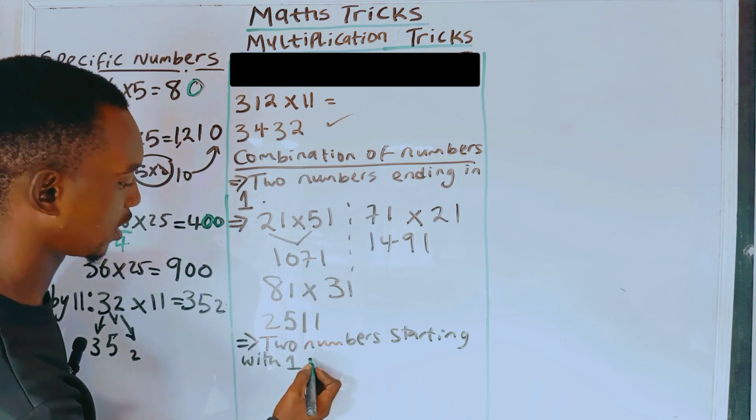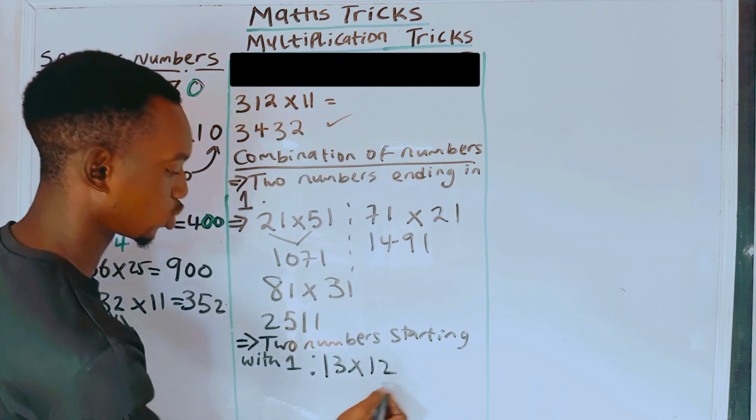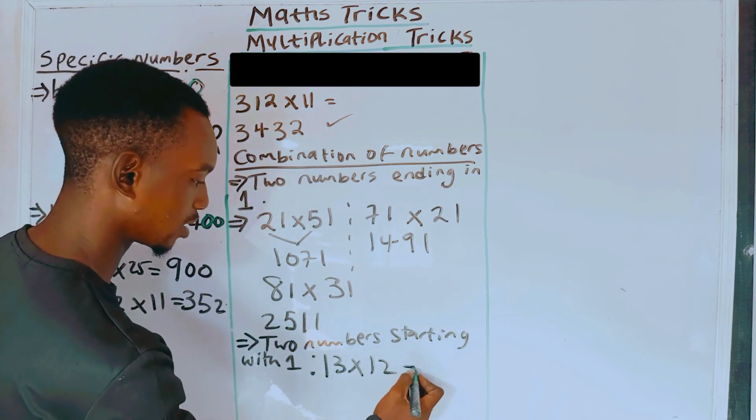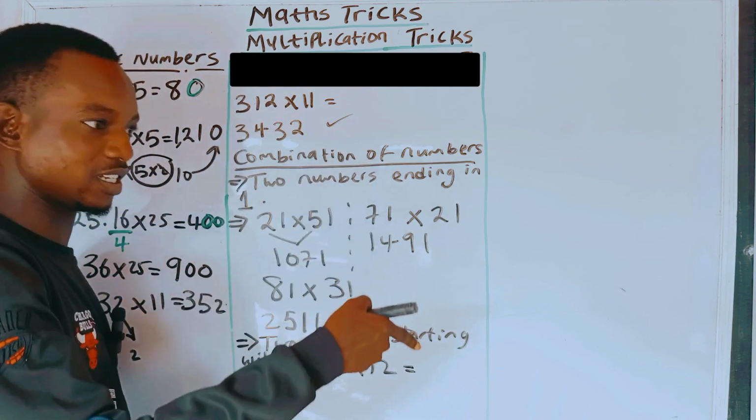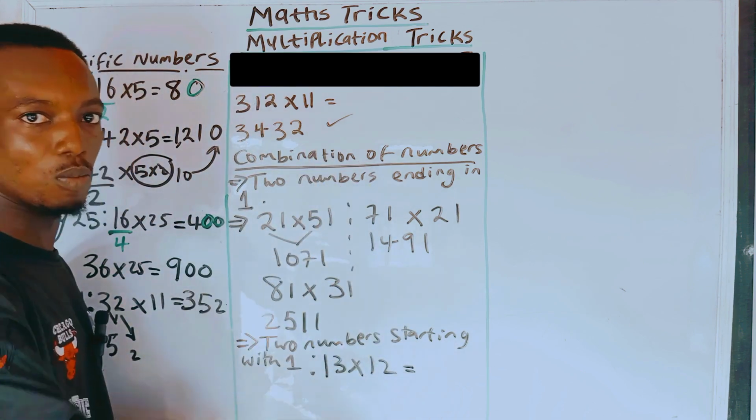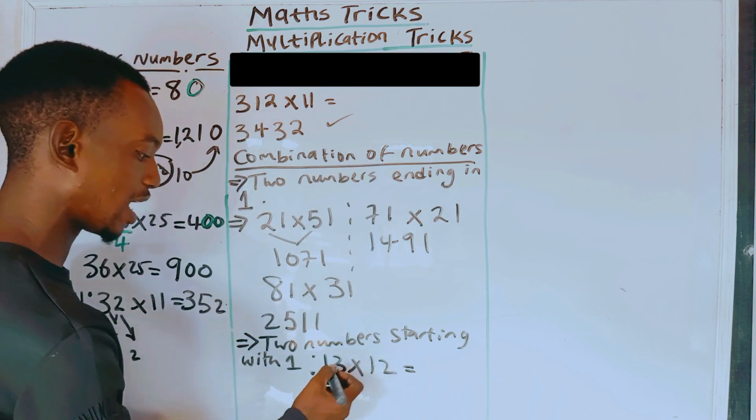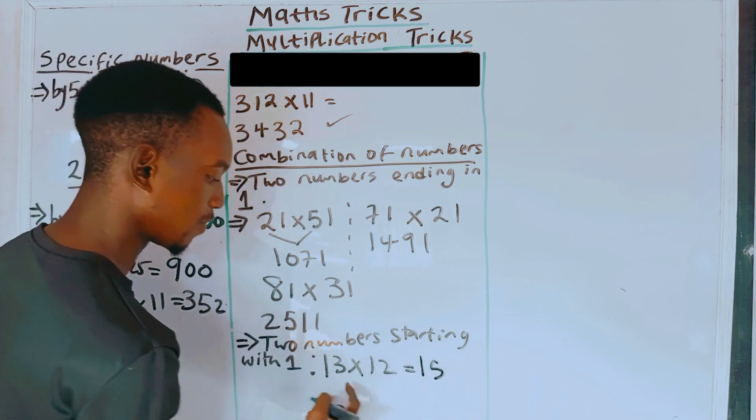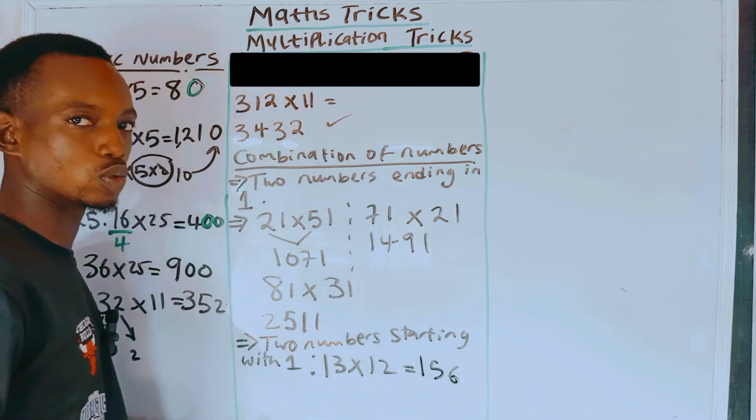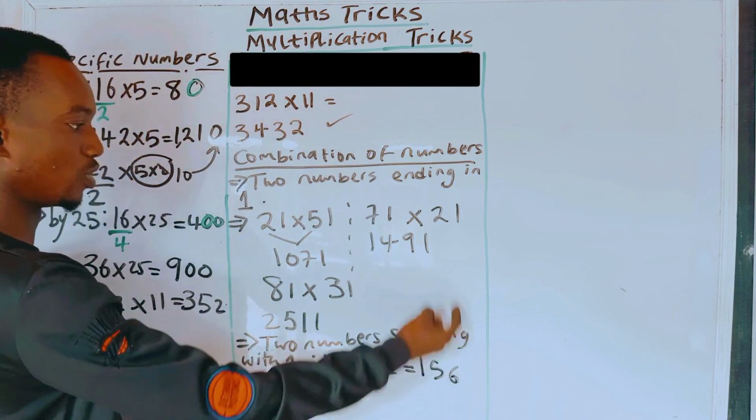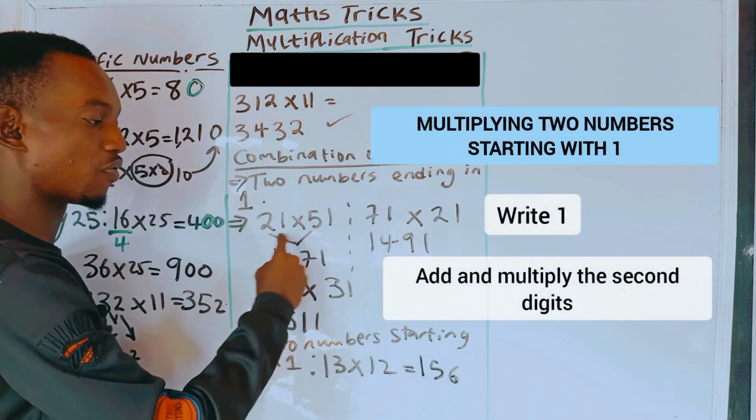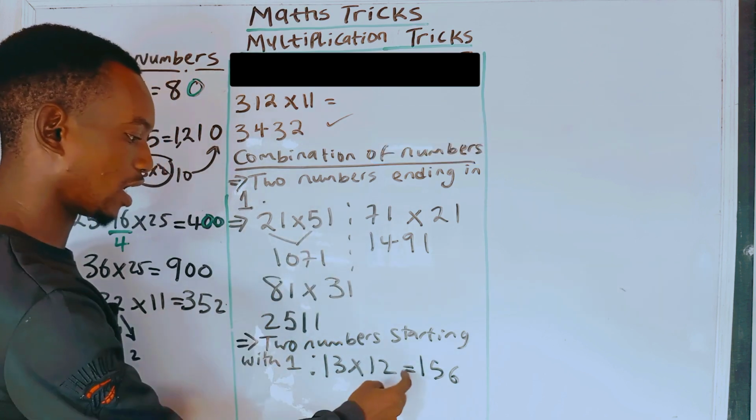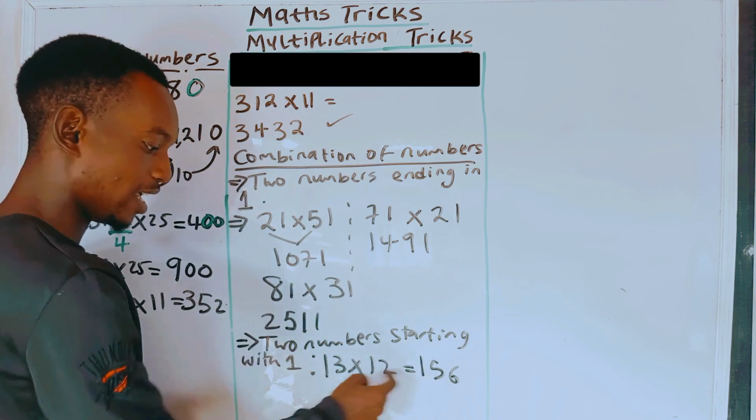Now, let's say we have something like 13 times 12. When the two numbers start with 1, instead of multiplying and adding here, you are going to add first before we multiply. That's just the difference. You start with 1, then add the two numbers, 3 plus 2, that's 5. Then 3 times 2, which is 6. That's 156. That's the opposite of this. This one we multiply first, then we add 1 behind. Here is the opposite. We write 1 first, then add next, then multiply.